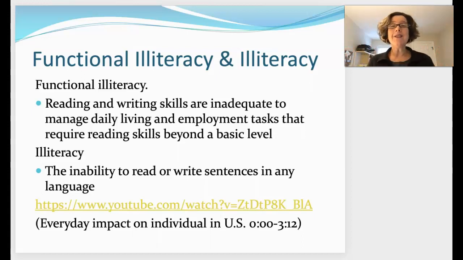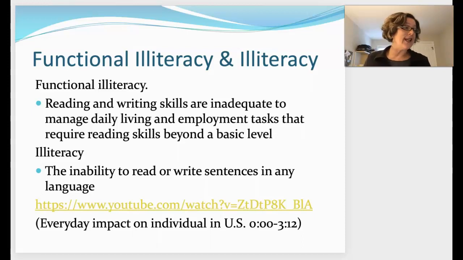Okay, we need to define a couple of terms here so that you know what I am talking about. There are two terms, functional illiteracy and illiteracy. Functional illiteracy is when you have reading and writing skills that are inadequate to manage daily living and employment tasks that require reading skills beyond a basic level. And complete illiteracy is the inability to read or write sentences in any language.